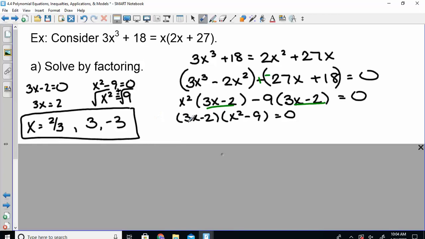Could I do a factor x squared minus 9 again, or? You could also, yes. So x squared minus 9 is the difference of squares, so you could break that into x plus 3, x minus 3 and get your zeros from there as well. So far, so good?